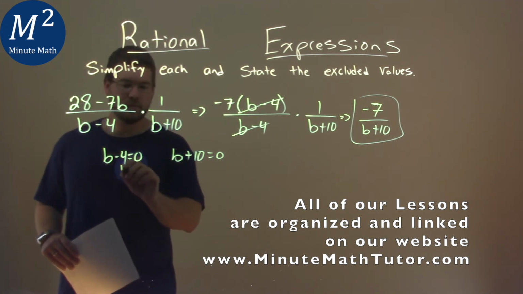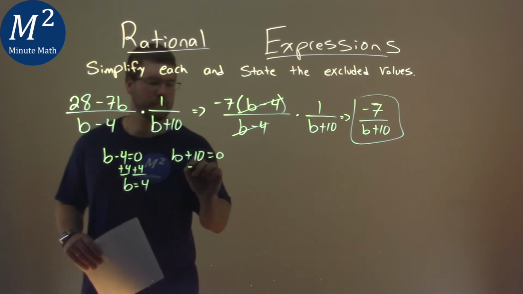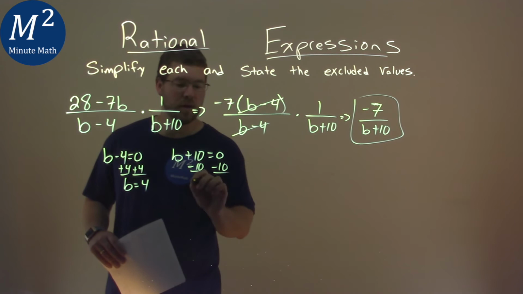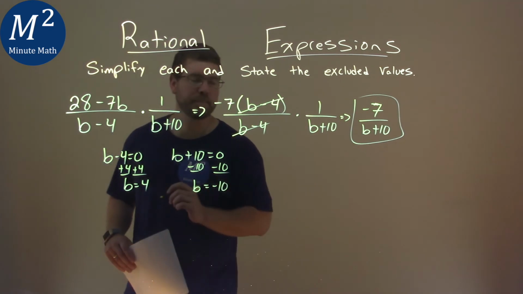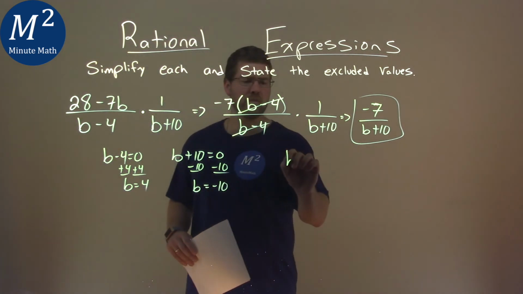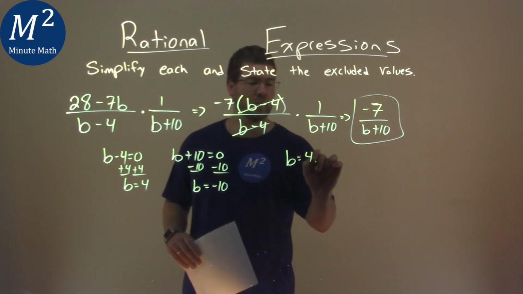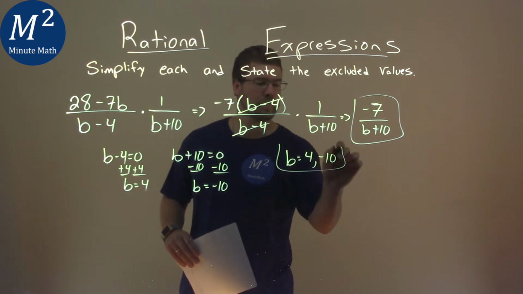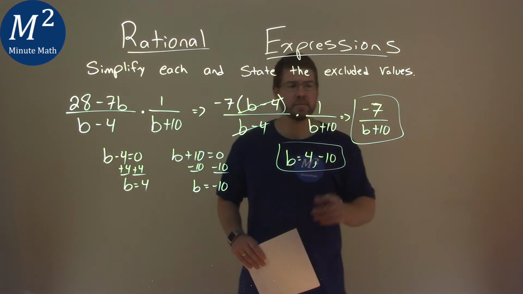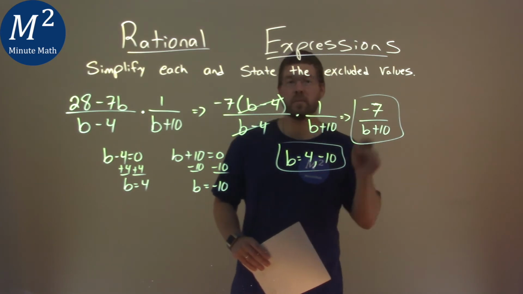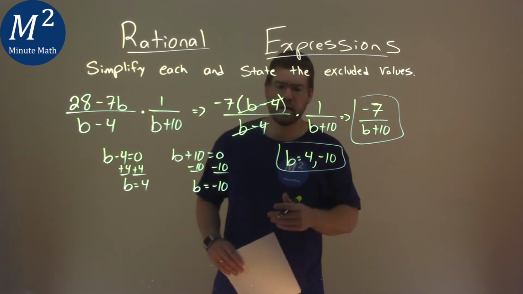And let's solve. Add 4 to both sides, and b equals positive 4. Subtract 10 from both sides, and b equals negative 10. And so our excluded values are when b is equal to positive 4 and negative 10. And so again, our final answer, simplified, is negative 7 over b plus 10, and the excluded values are 4 and negative 10.